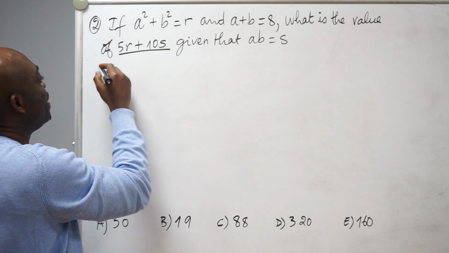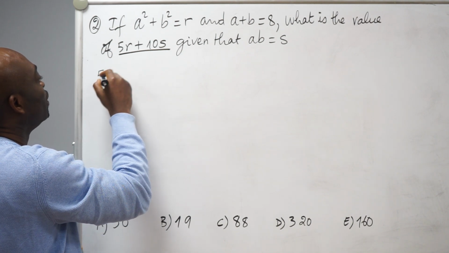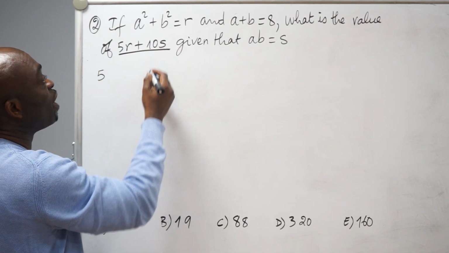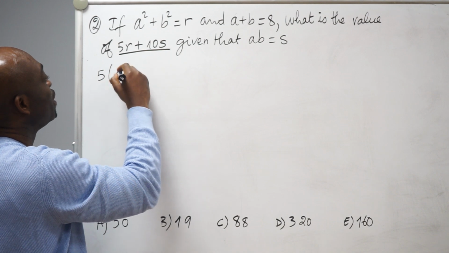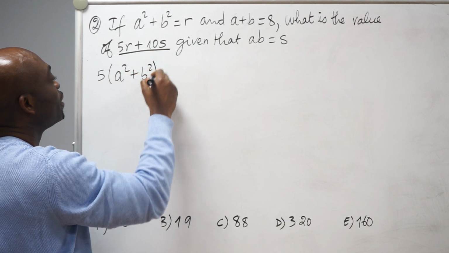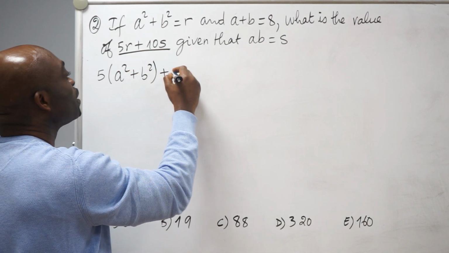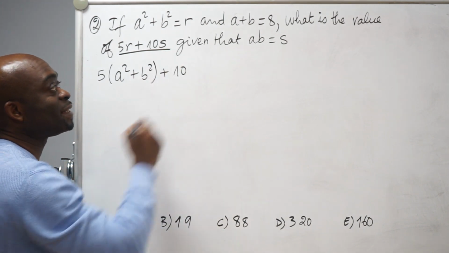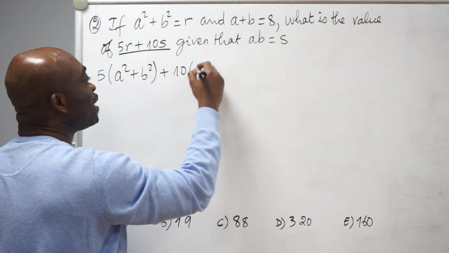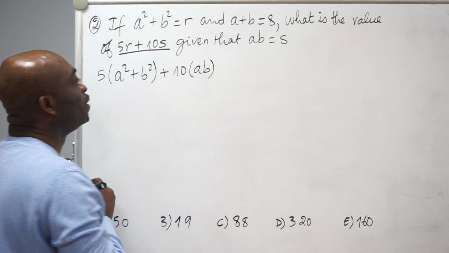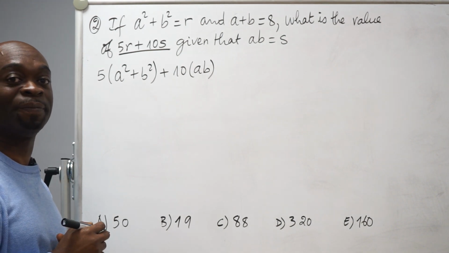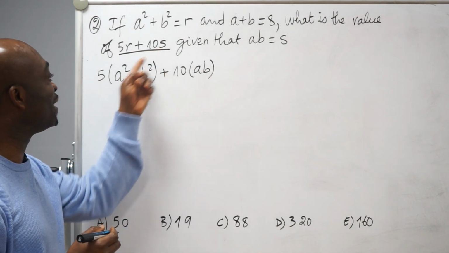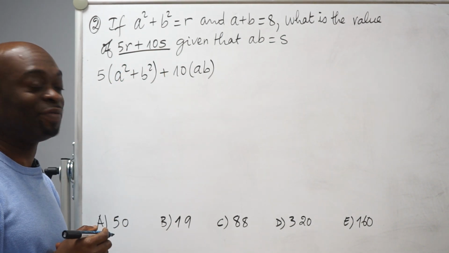So what does that mean? That means we're doing 5r, right? So what is r? r is a squared plus b squared, so that means 5 times a squared plus b squared, plus 10 times s, and s is what? ab, a times b. Are you with me so far? We're getting somewhere, right? So we're taking this one, and then we have this.